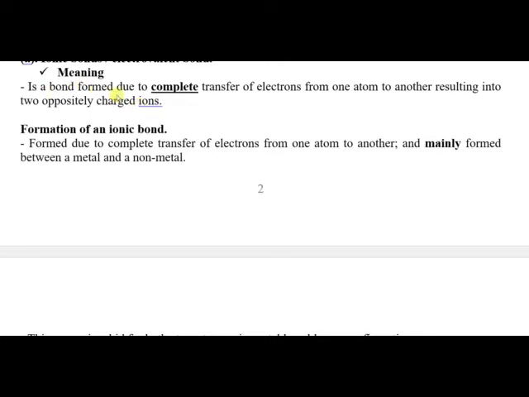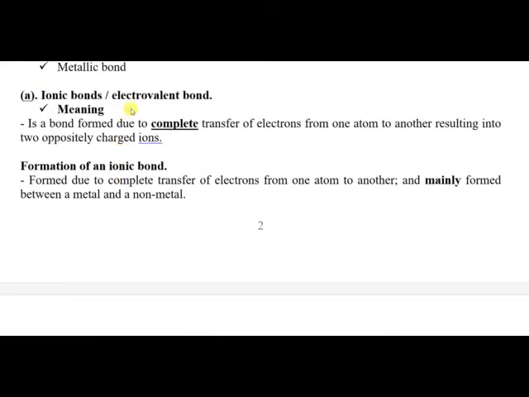So another very important piece of information I want you to have is this. How will you know that this one is an ionic bond, this one is covalent? The ionic bond is formed due to complete transfer of electrons from one atom to another, and mainly, this is where I want you to mark this, between metals and non-metals. That's why I wanted you to know what a metal and a non-metal are.